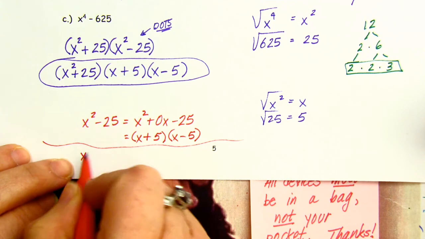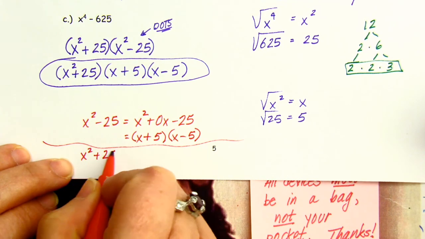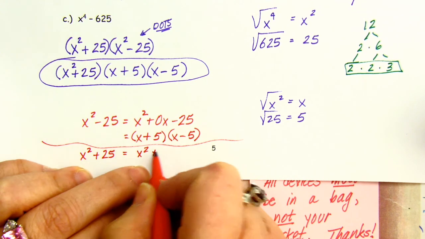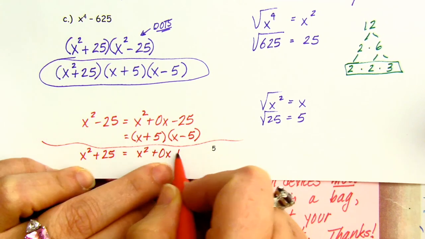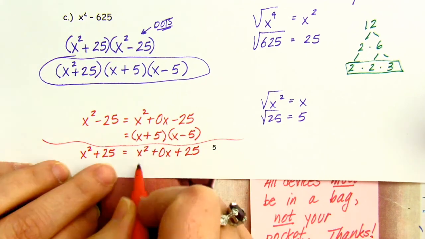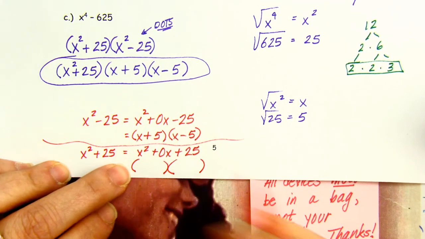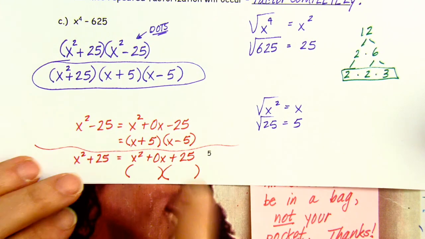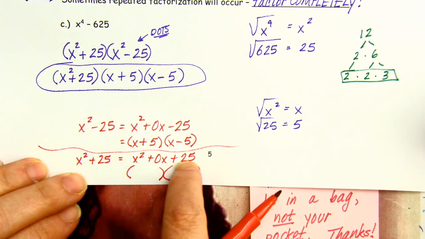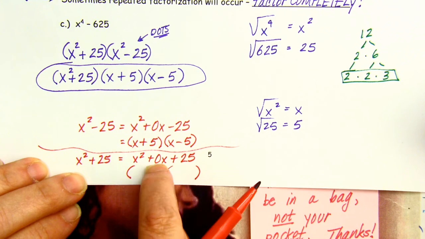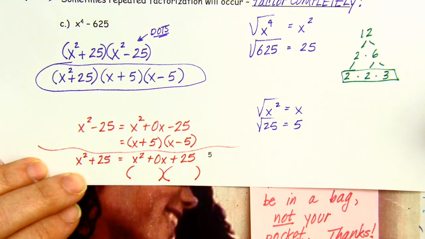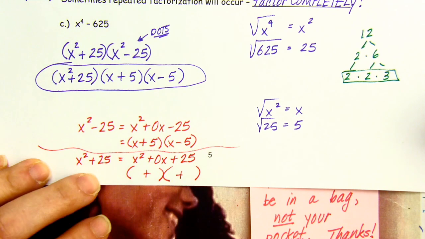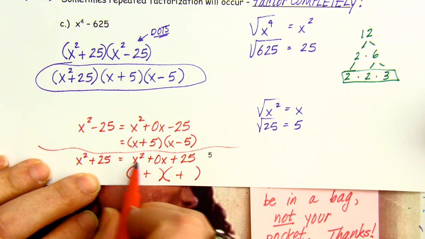Now x squared plus 25. Well, I could do the same thing. I could write it as x squared plus 0x plus 25. Now I'm going to write my two binomials. I'm going to ask myself, what two numbers multiply to 25 that when I add them give me a 0? The signs are the same. They're both plus. That's not going to work.